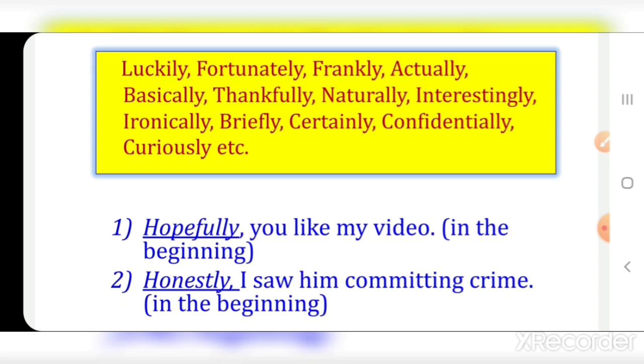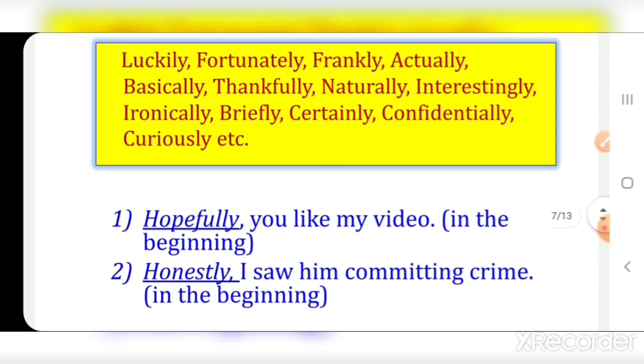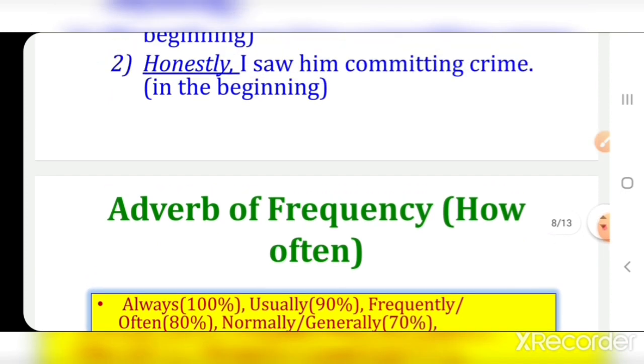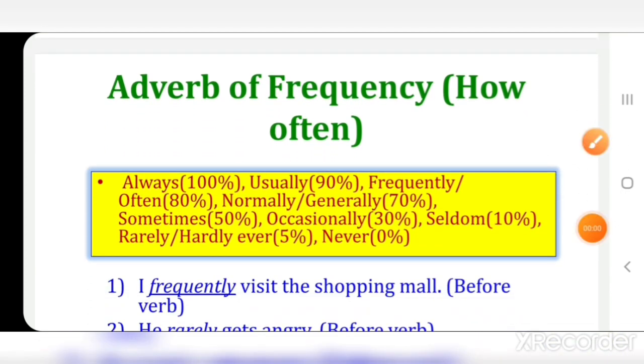That means it is describing the whole sentence, so it must be used in the beginning of the sentence. In the second example, here also it is in the beginning: honestly, I saw him committing a crime. Okay, now honestly is what? Again, it's a sentence adverb, so it's not just describing any action, it's describing the whole sentence. So it is an adverb of sentence, so we must use it in the beginning of the sentence.